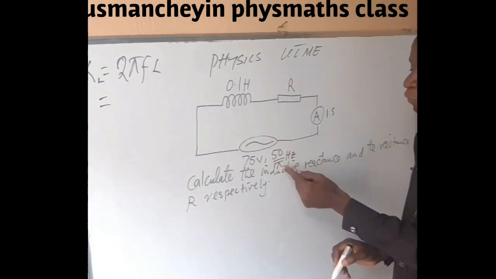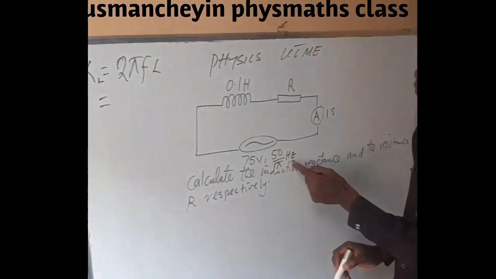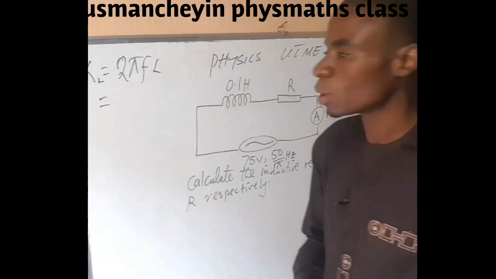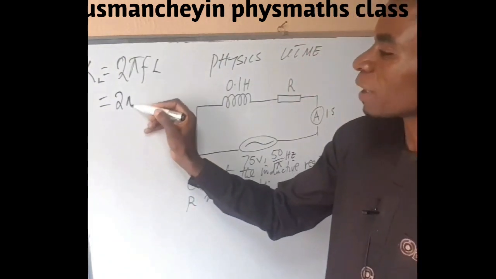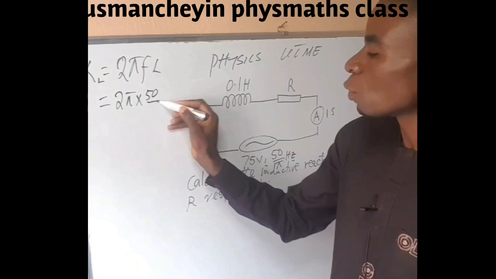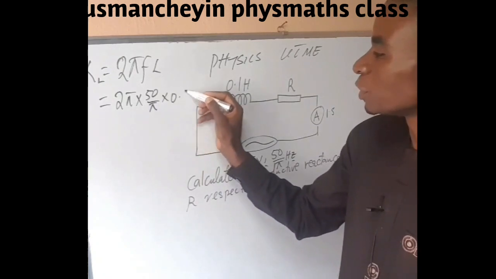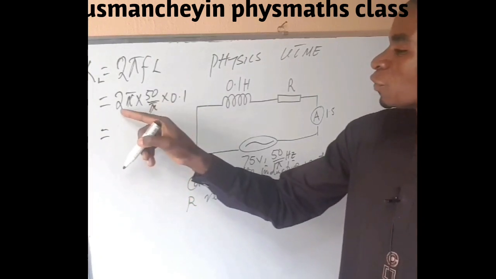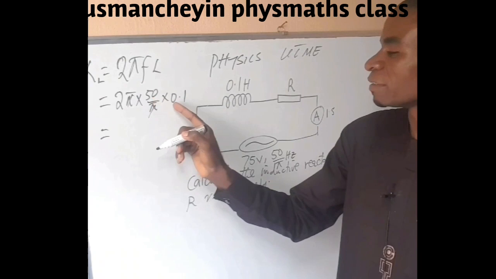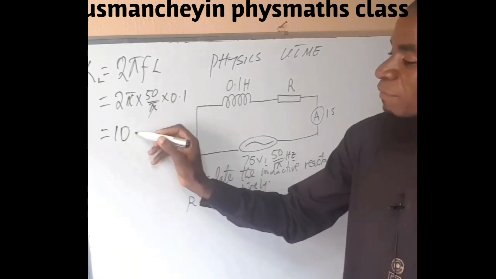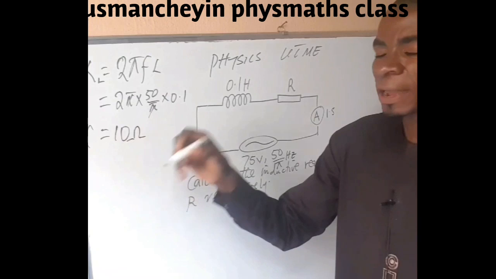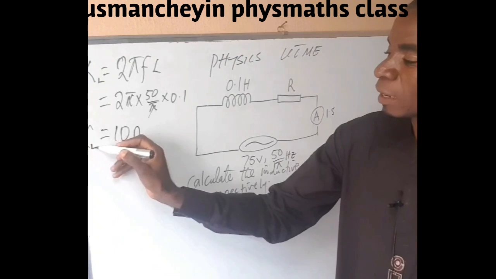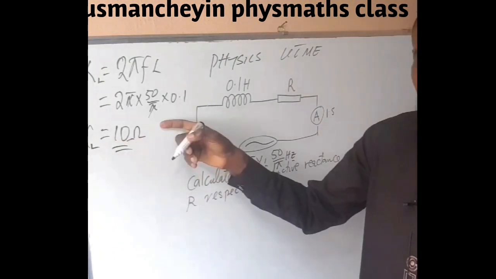The frequency is 50 all over pi in hertz, and the inductor is 0.1. So we quickly substitute it into the formula. So we have 2 pi multiplied by 50 all over pi multiplied by 0.1. So this is equal to, pi will cancel out pi. 2 times 50 is 100. 100 times 0.1 will be 10. So we have 10 ohms. It means that our inductive reactance is equal to what? 10 ohms. And this is our first answer.